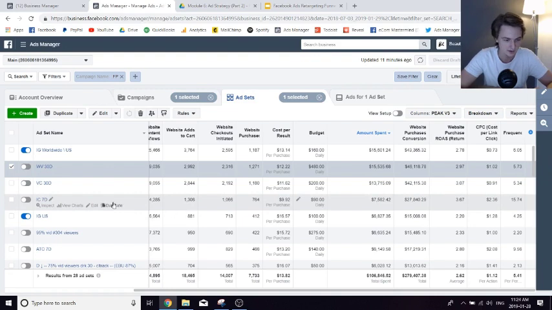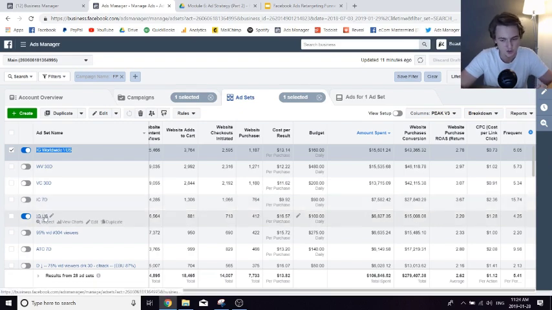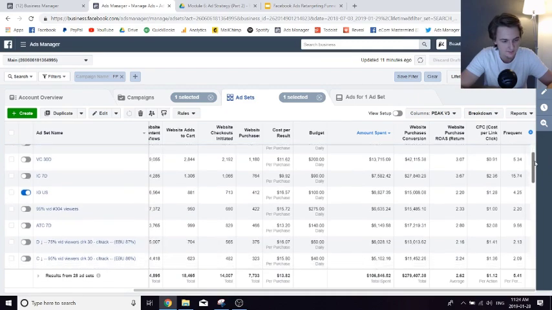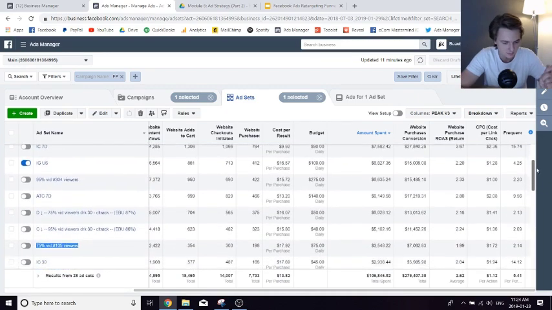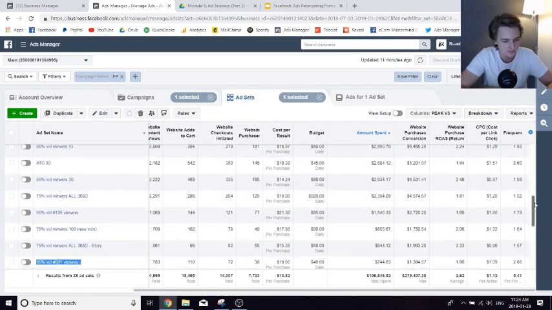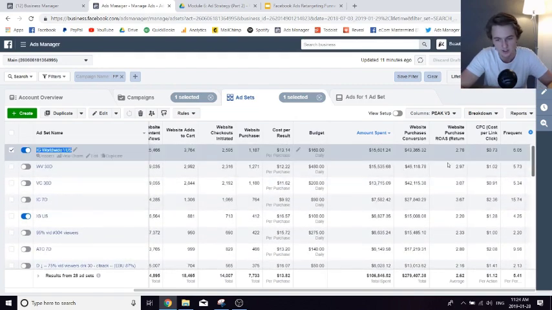And as you can see, I have a lot of ad sets here. Instagram engagement, website visitors, view content, initiate checkout, Instagram engagement in the US, video viewers, a ton of video viewers audiences, add to cart, more video viewers, initiate checkout, 30 days, add to cart, 30 days. So I tested all different kinds of things, but let's see what actually brought in the most results.